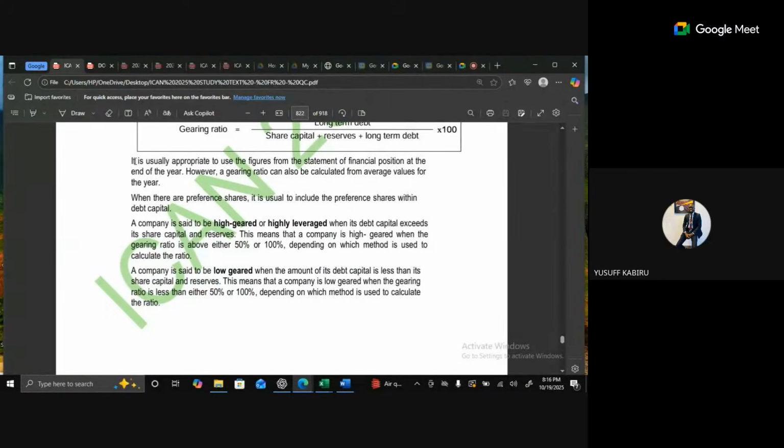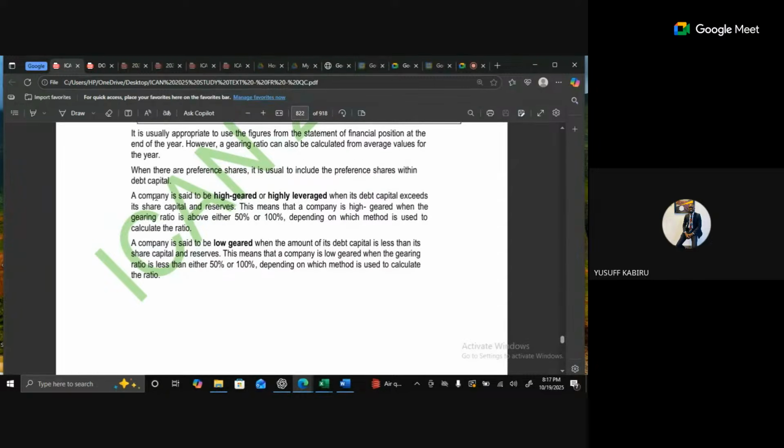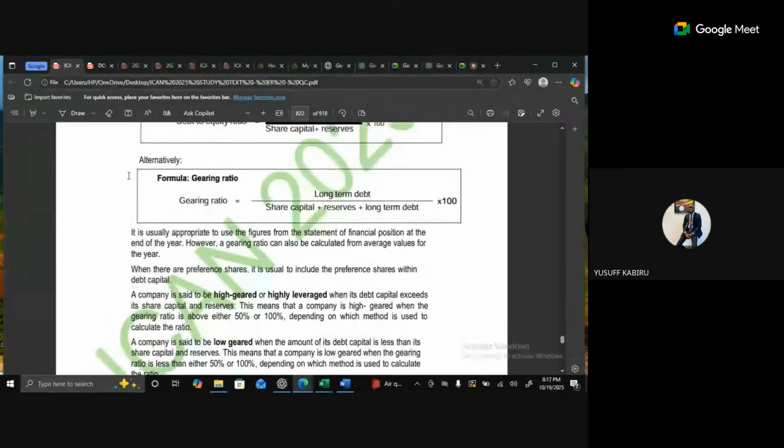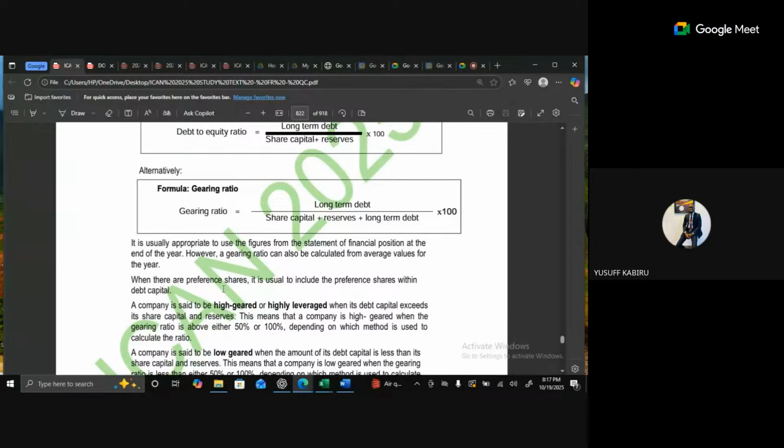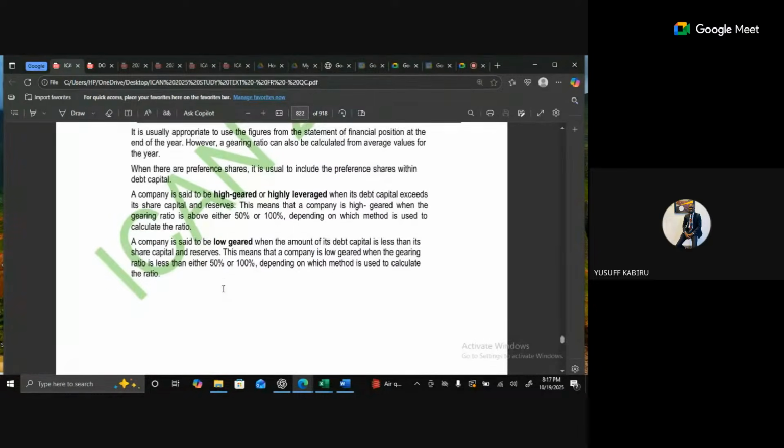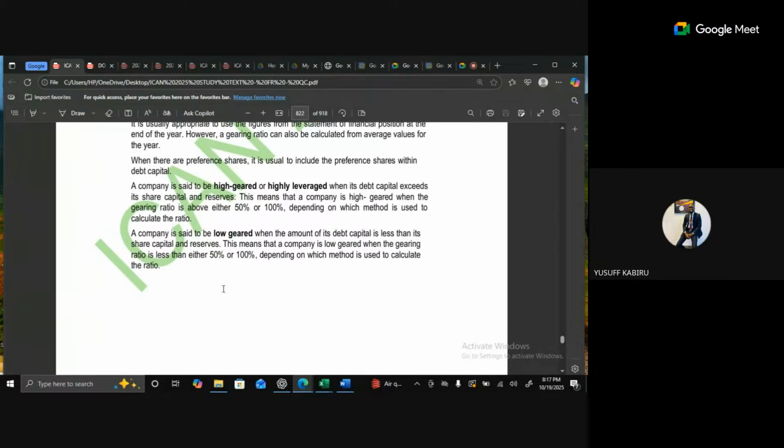Okay, so this one is still that old story of whether you can use the average or the closing rate or closing value, but it is advised that you just use your value at the end of the year. They say when there are preference shares, it is usual to include the preference shares within the debt capital. So that when you see preference shares, you don't say it's only share capital and reserves. Whatever is part of your capital structure is what you're adding to it.